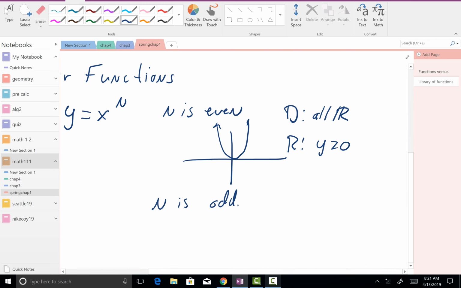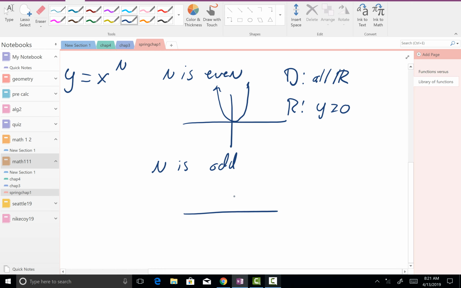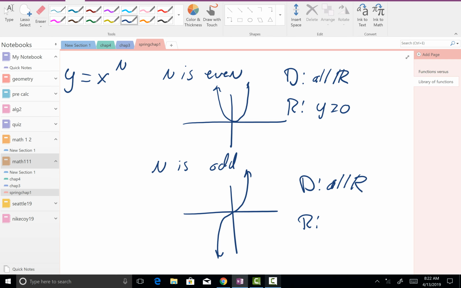When it is odd, then we get this kind of a shape. I don't know how to describe this; I usually just call it a swoosh, but I don't know what it is. So what's the domain of that one? Again, it's moving along. All reals, right? And what about the range? All reals. Okay, it's covering everything on the y-axis and the x-axis.